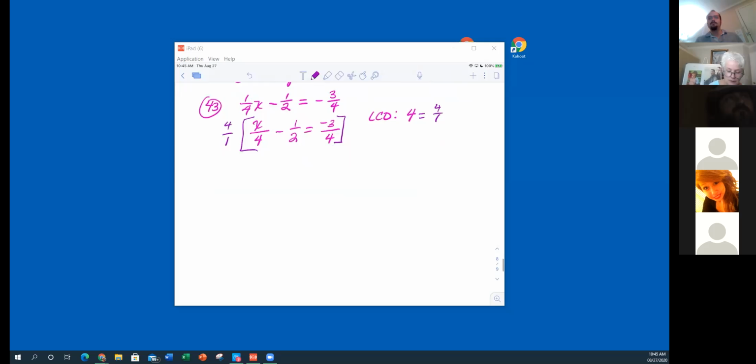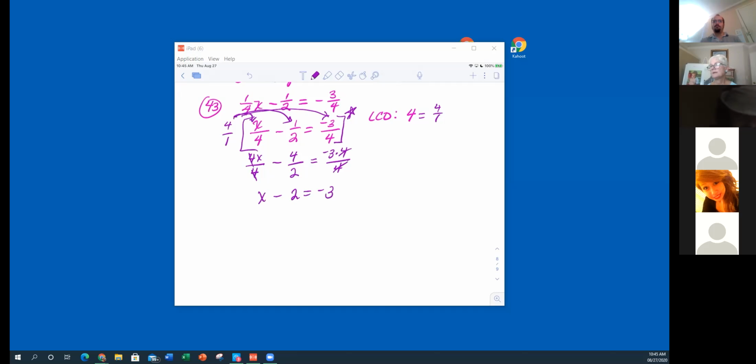Okay. So if I do that, I'm distributing this, and here's the big star. Don't forget to multiply it by every single term in the equation. Can't tell you how many people, including myself, will sometimes forget that last term, the other side of the equals mark. So this would give me 4x over 4, right? Because top times top, bottom times bottom, minus 4 times 1 is 4, 1 times 2 is 2, equals negative 3 times 4 over 4.